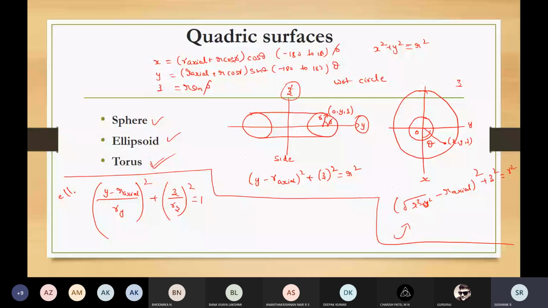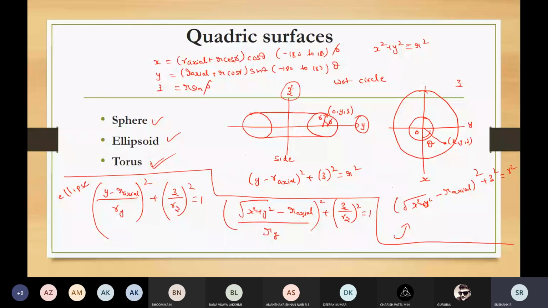And also, what does r axial mean? It is the distance along the y axis from the rotational axis, that is the z axis, to the ellipse center. This can be represented in the Cartesian equation as the square root of x squared plus y squared, minus r axial, divided by ry, plus z by rz, the whole squared, is equal to 1. This is the Cartesian representation.